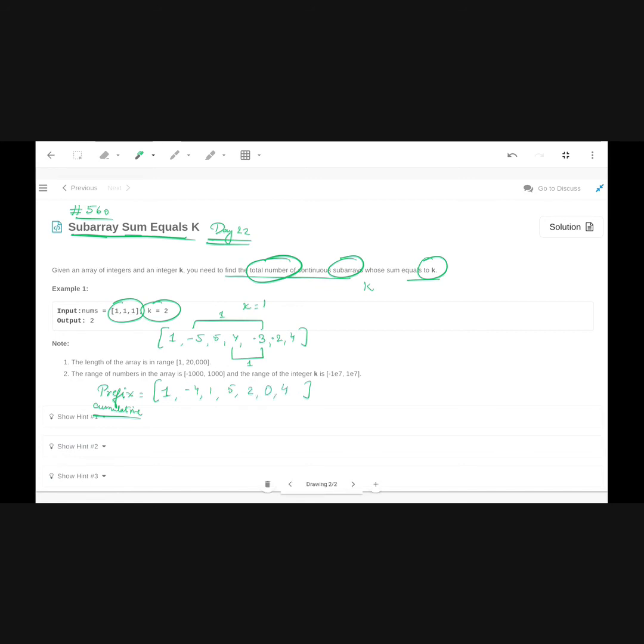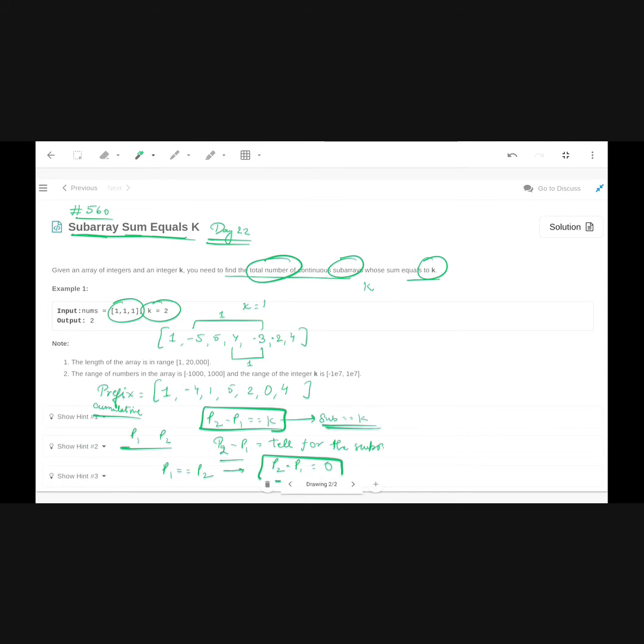Whenever you have prefixes P1 and P2, P2 minus P1 tells you the sum of the subarray. What we checked in the contiguous array question was P1 equals P2, which basically means P2 minus P1 equals 0. Now we just need to check whether P2 minus P1 equals K. Whenever this happens, we have a subarray whose sum equals K, and we need to count the number of those.